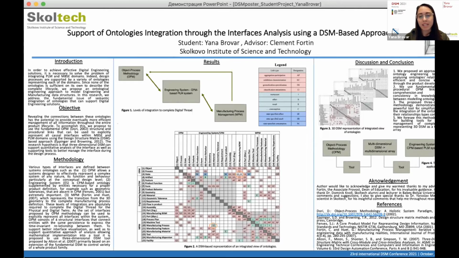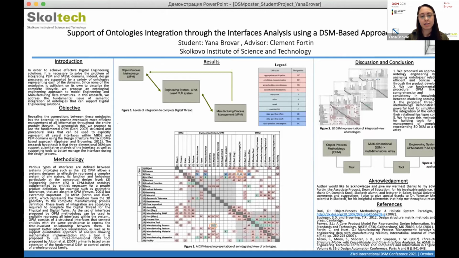Even though PLM has been aiming to support the complete product lifecycle, it has always been very focused on the detailed product development phases and has failed to properly manage the complete life cycle of the product itself. In order to achieve effective digital engineering solutions, it is necessary to solve the problem of integrating product lifecycle management and model-based system engineering domains. Such integration should enable design teams to have a digital data thread for the product development process.